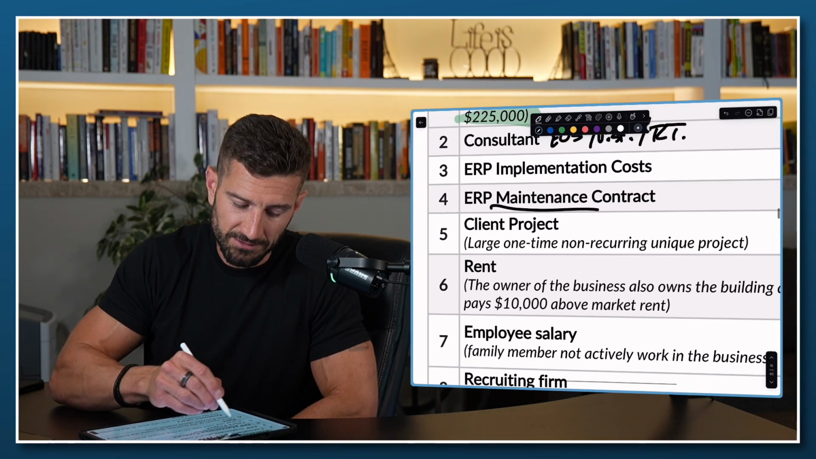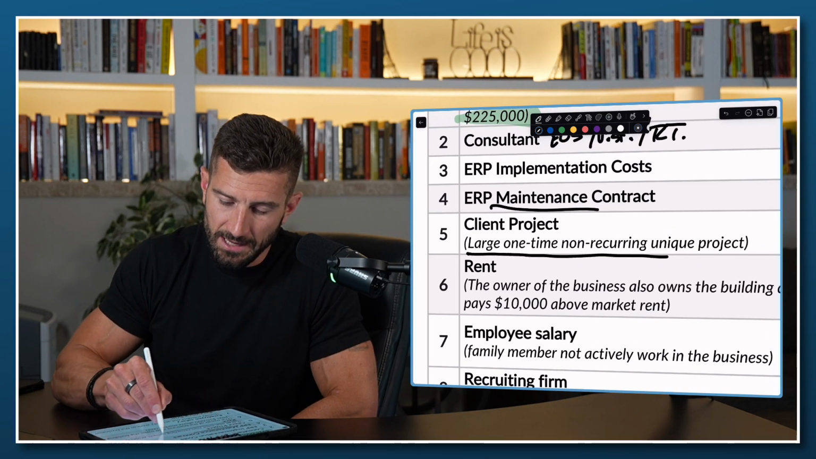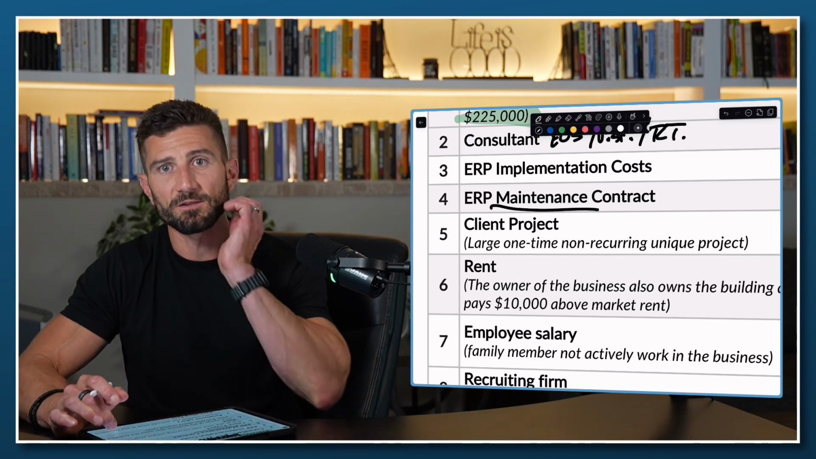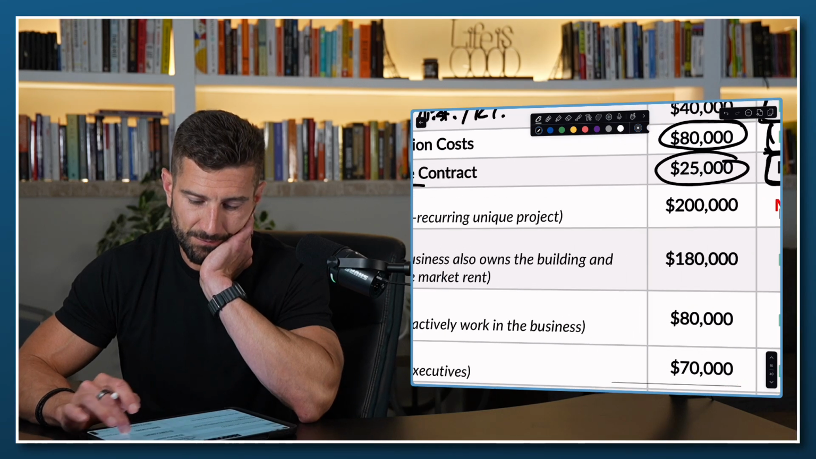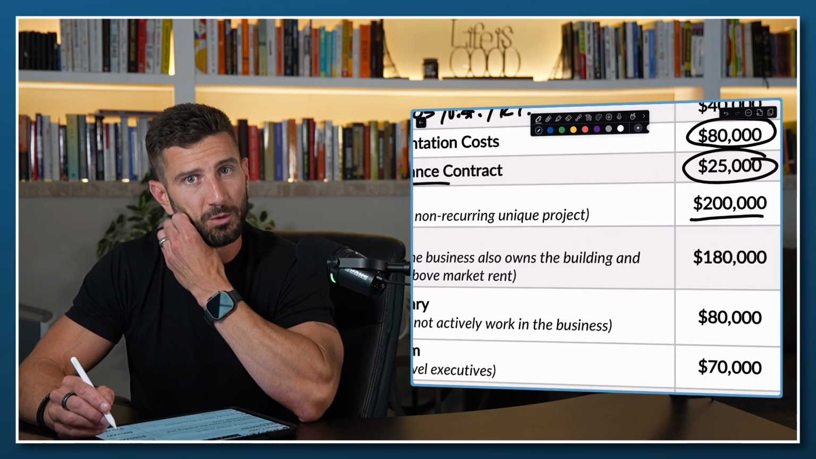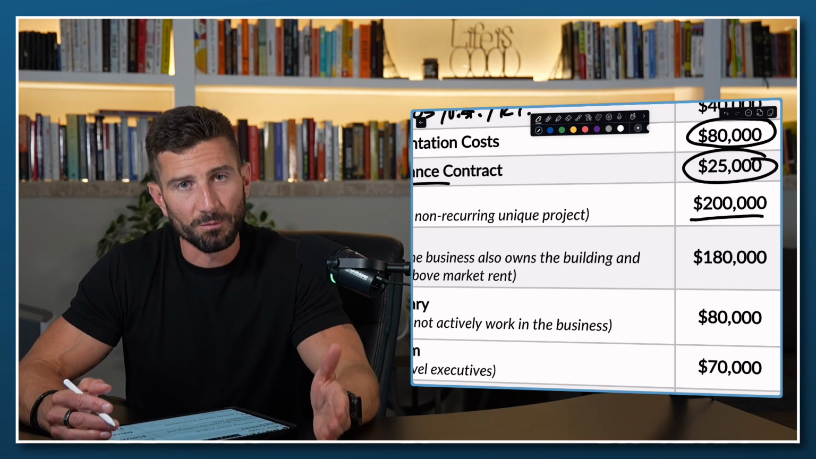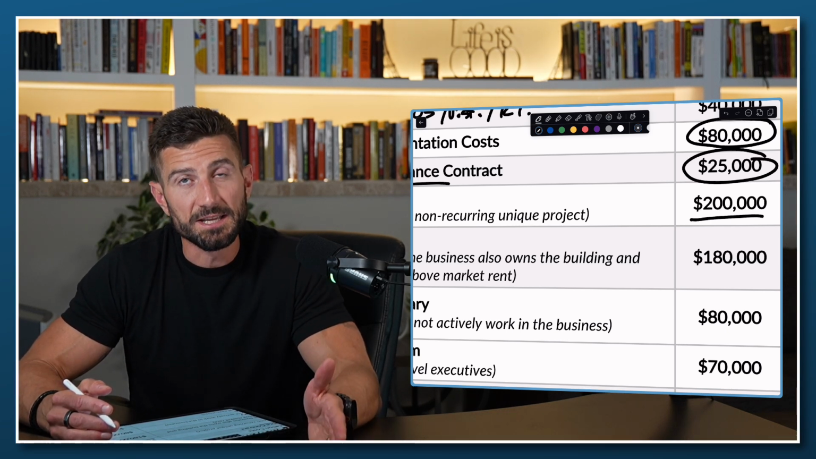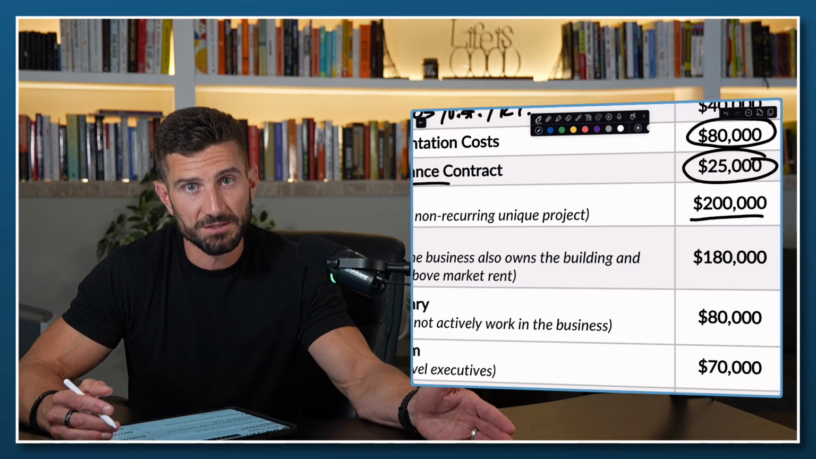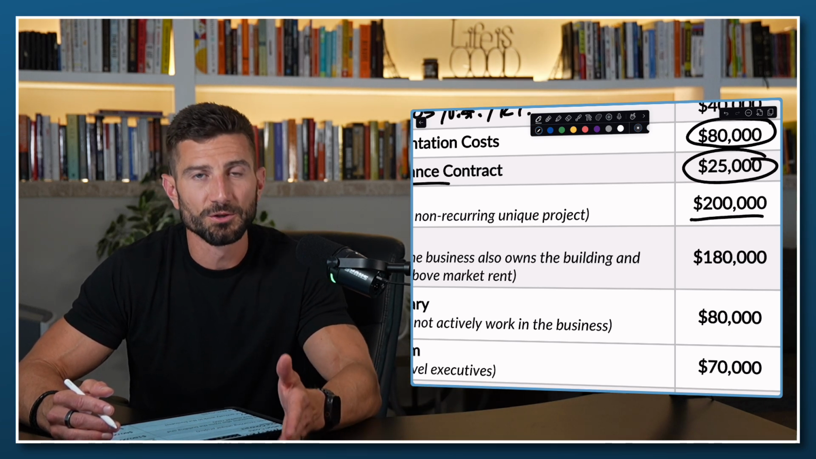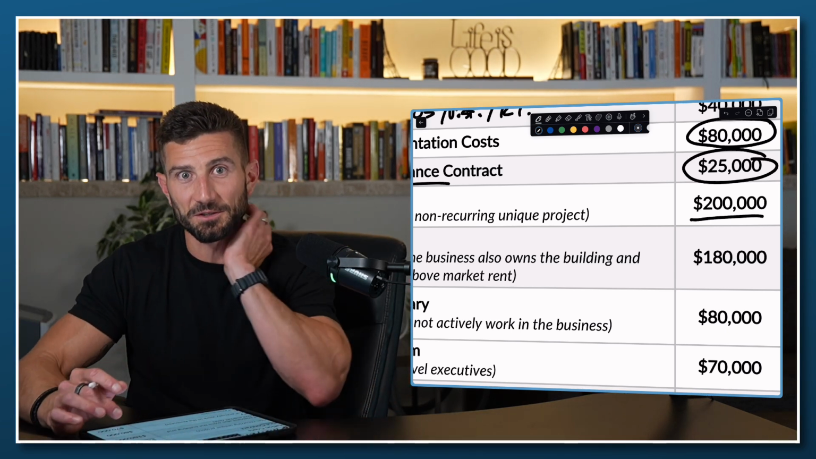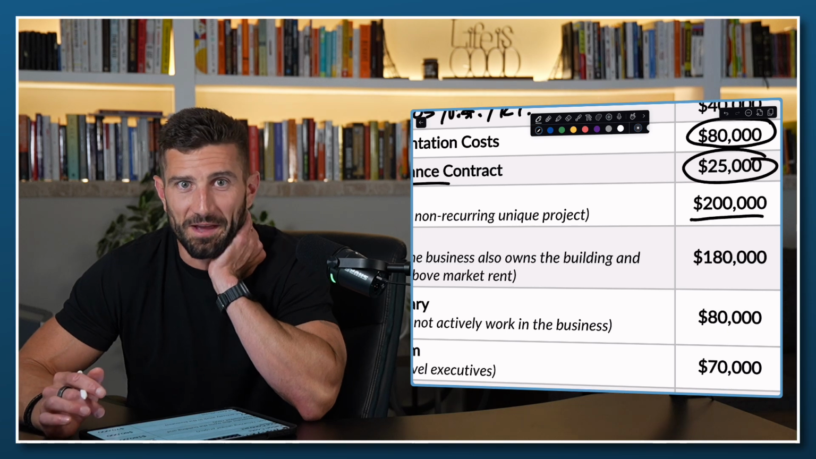A client project, large one-time non-reoccurring client project. So what I mean by this is, my favorite example is, let's say it's $200,000. I had a home remodeler I was working with, and they would get commercial roofing leads because one of the partners was actually an attorney in the commercial real estate space. They were a residential home remodeler. So they would get the lead, they would hand it off to someone else to collect the commission. Of course they're going to do that. Why wouldn't you do that?